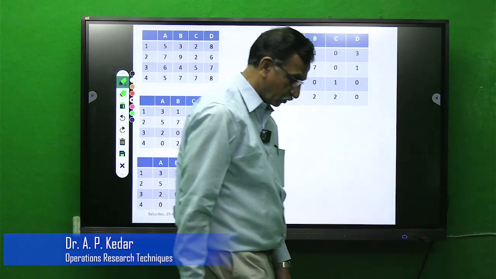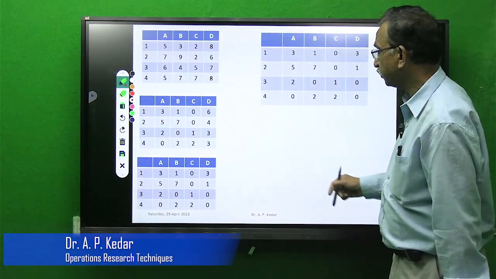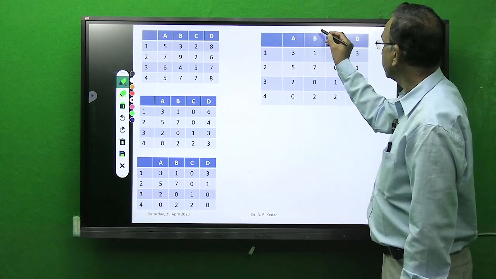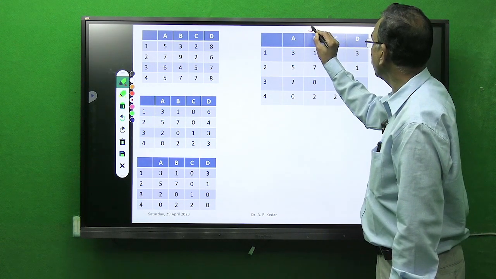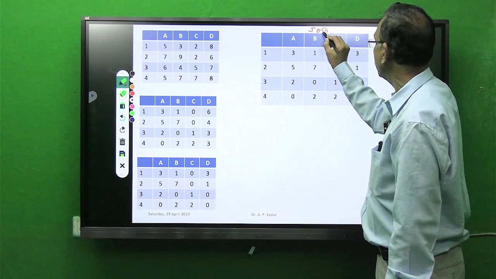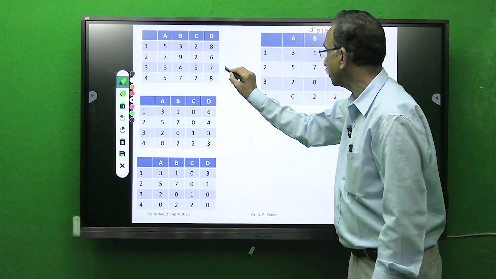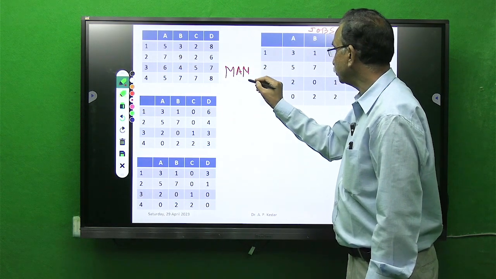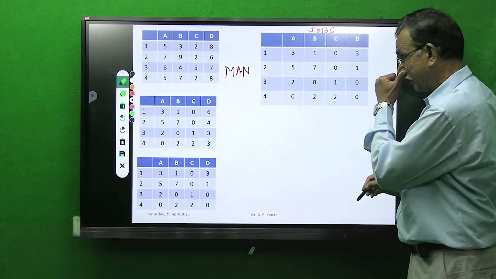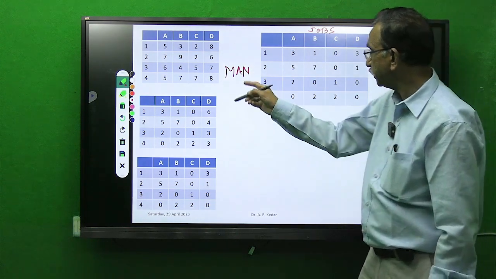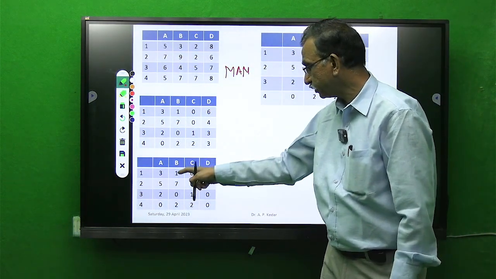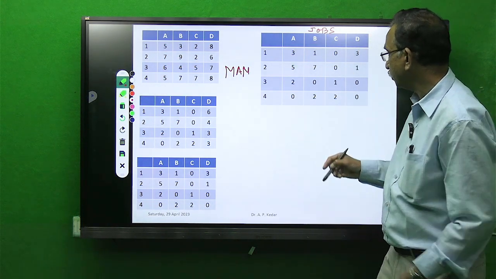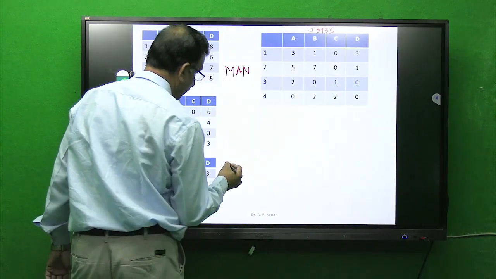So continuing with the same problem, we got this particular matrix where these are the jobs to be performed in one-to-one assignment through different men labeled as 1, 2, 3, 4. So what we did, this was row operation, this is the result of column operation, and now we are at the point of carrying out assignment.